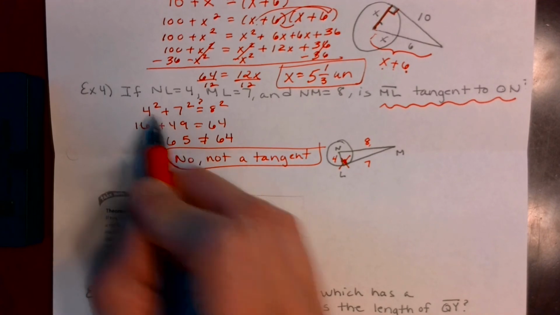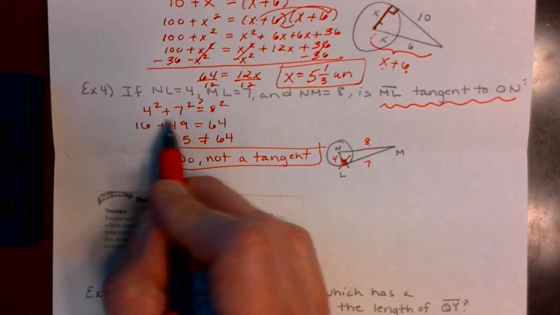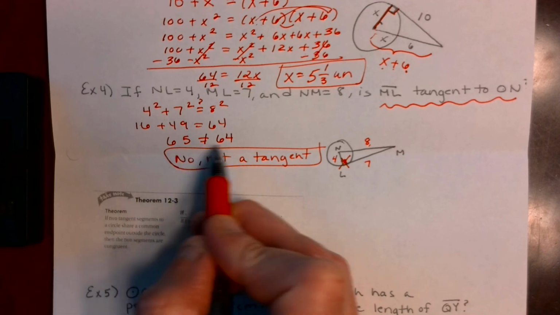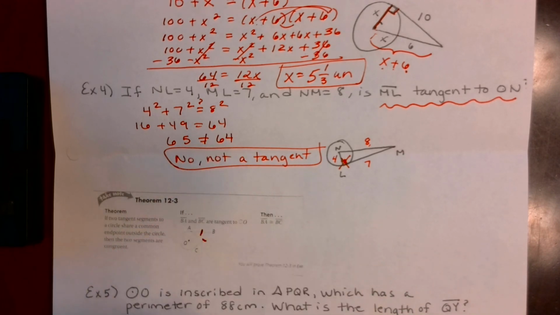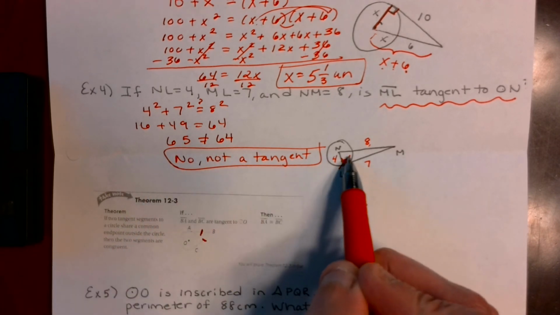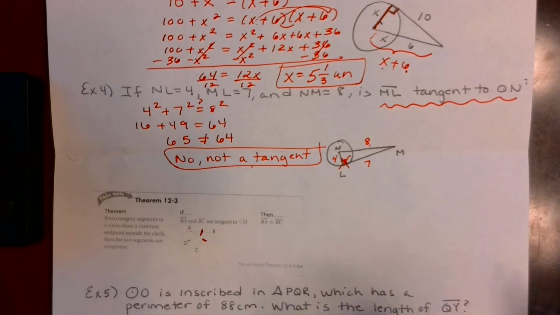All right, so we have 4 squared plus 7 squared equals 8 squared. And when you solve that down, you get 65, obviously, which is not equal to 64. So it is not a right triangle. Therefore, it is not a tangent.